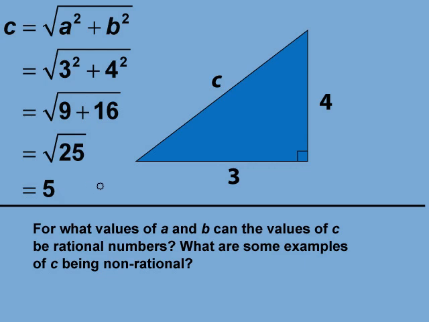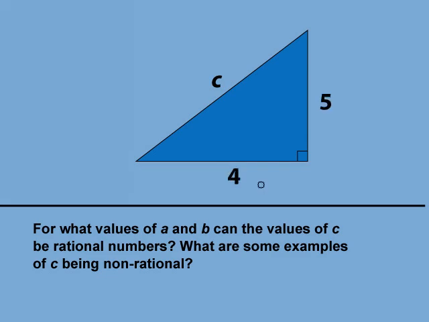Examples where the side lengths of a right triangle are integers are known as Pythagorean triples. There are other examples of these. But there are even more examples where the value of c is not a rational number. Let's look at one such example.